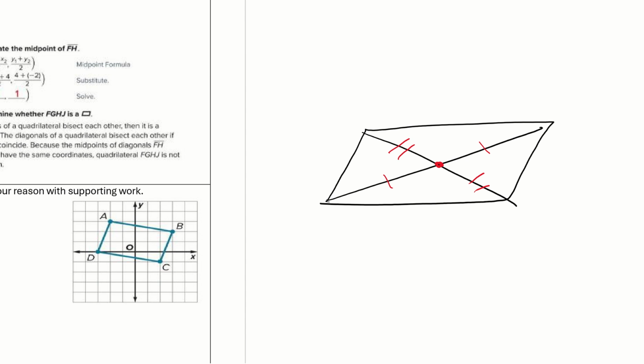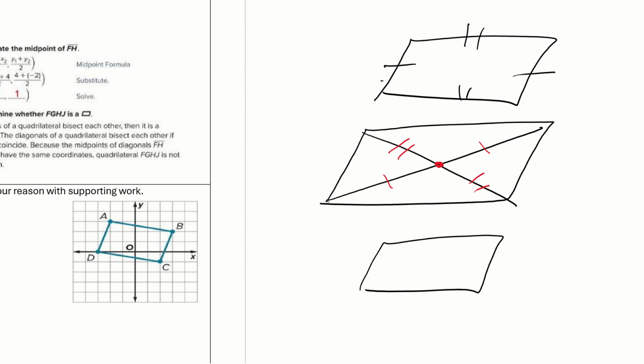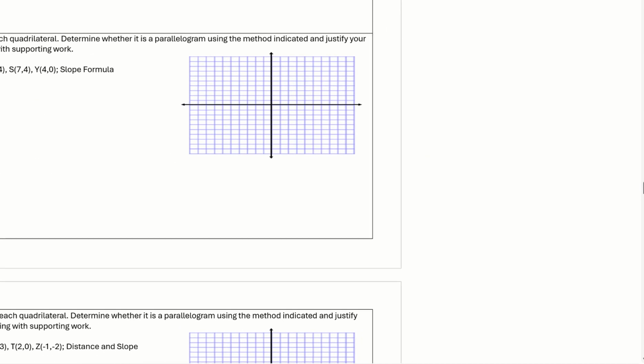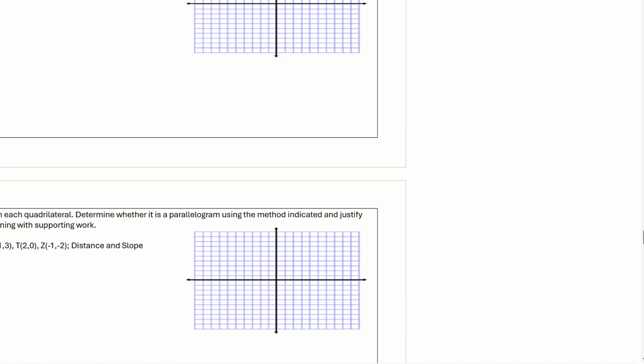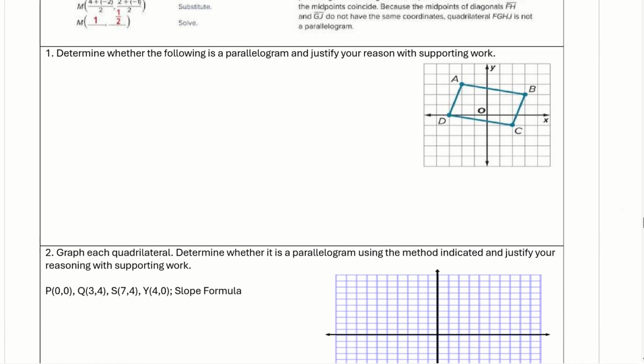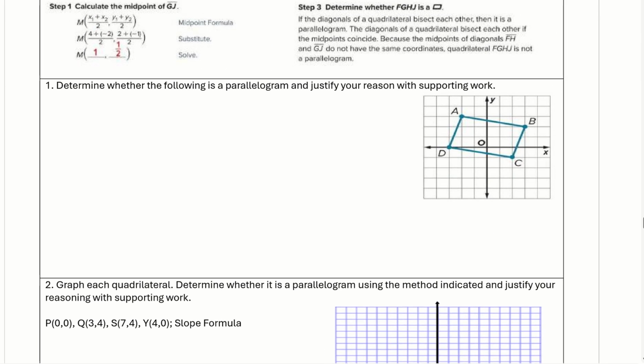You can also try to show that the opposite sides are congruent, right? Things like that. You can show that the opposite sides are parallel, so this is parallel to that, and you can do that by doing slope. Then you can use distance, and here you can use midpoint. So you've got essentially 3 different methods. That's why I have slope, distance and slope, and then midpoint. Okay, so let's do midpoint.